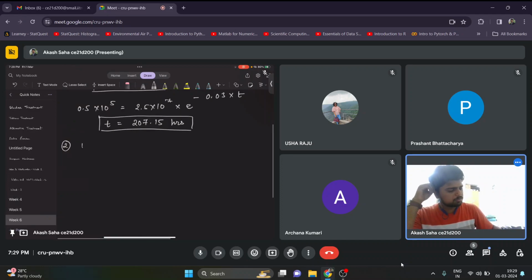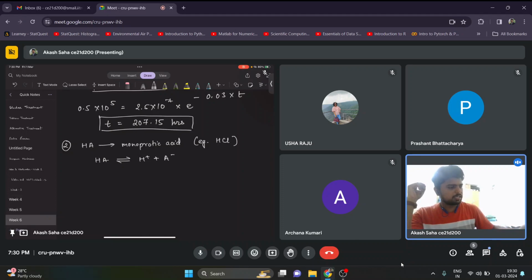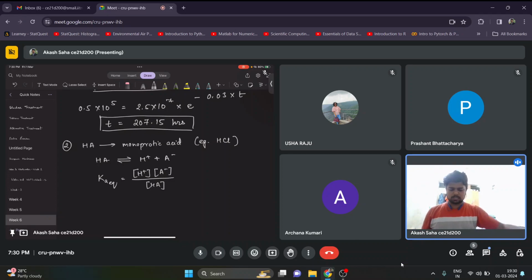So suppose this is HA, a monoprotic acid, like for example, we can say HCl. What happens is when HA is there, it will be dissociated into H plus and A minus. If we see the dissociation constant Ka at equilibrium, it will be the concentration of H plus times the concentration of A minus divided by the concentration of the acid HA. So this will be my case in equilibrium, and we are considering an ideal solution, so we are ignoring the activities and taking the concentration.